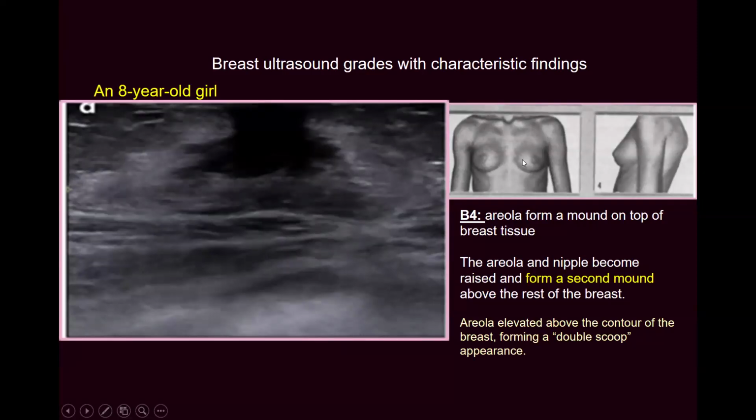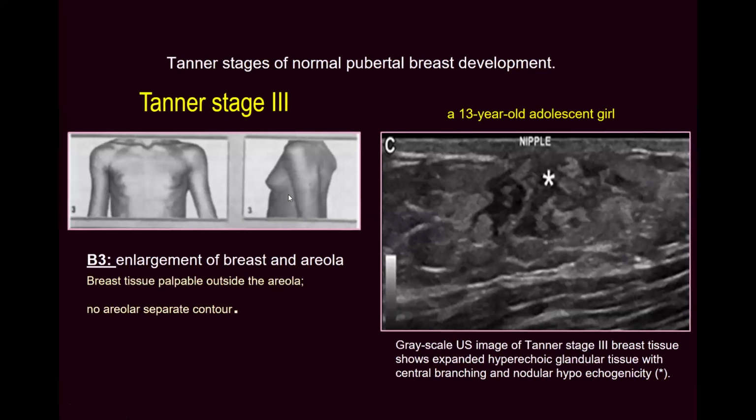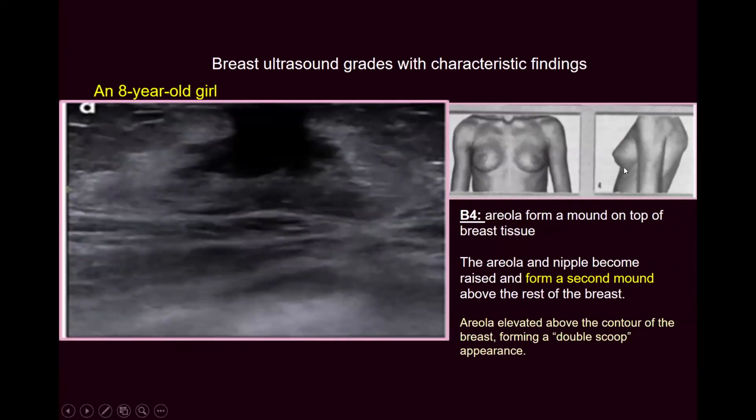Okay, this is an 8-year-old having Tanner stage 4. Can you see? If you compare, this is Tanner stage 3. There is no elevation of the areola. There is only smooth elevation of the whole breast. But if you look here, we have elevation of the breast and we have another mound, an elevation of the areola. Here we can see a second mound. Okay, the areola is elevated, forming a second mound. If you remember, okay, I'll discuss it later.